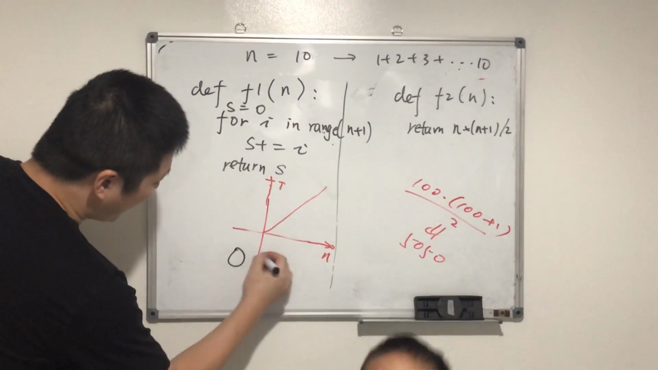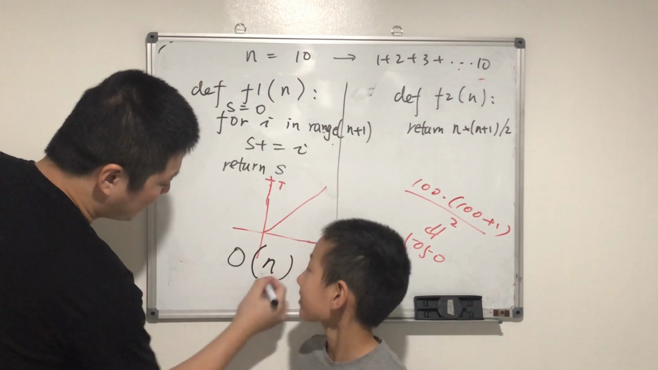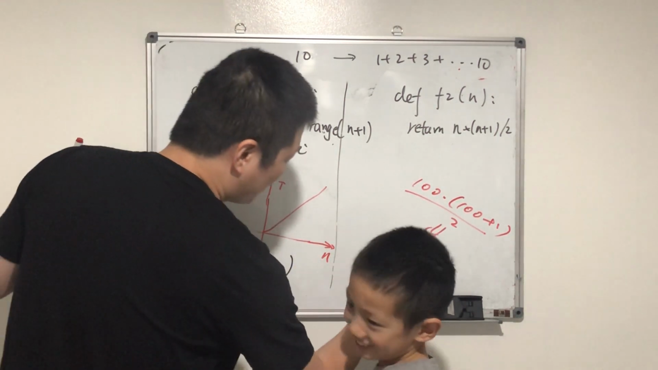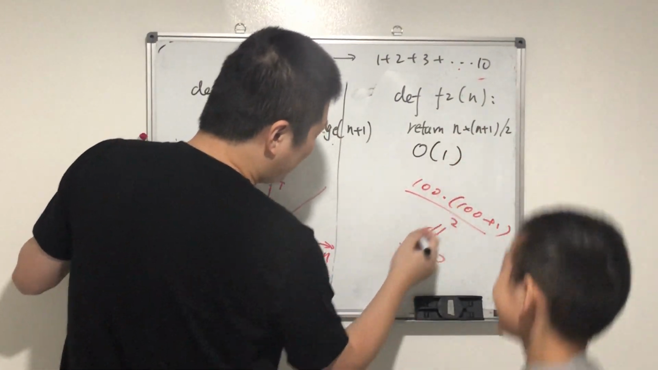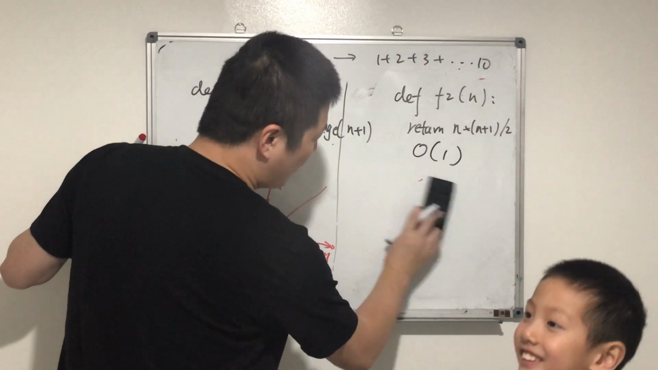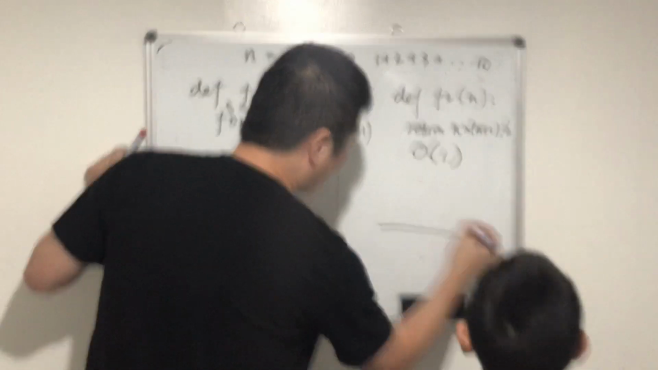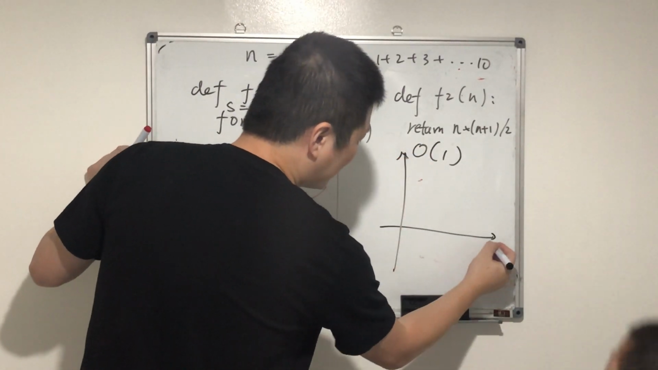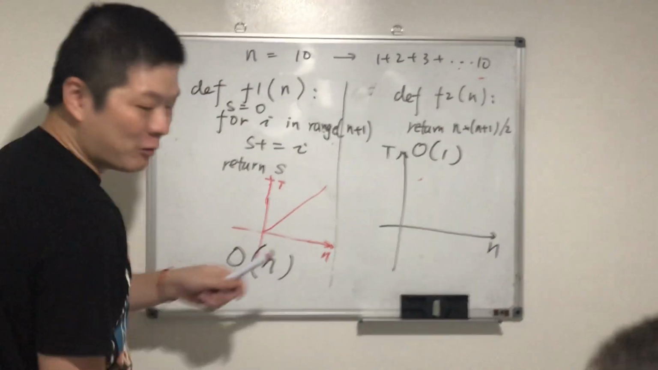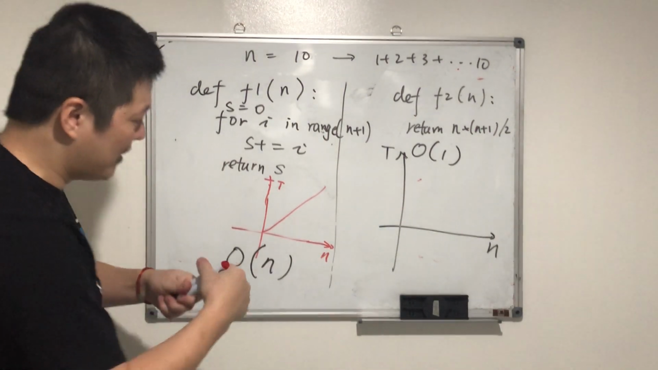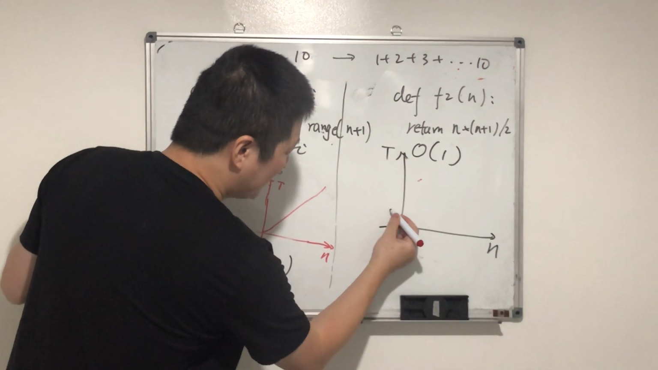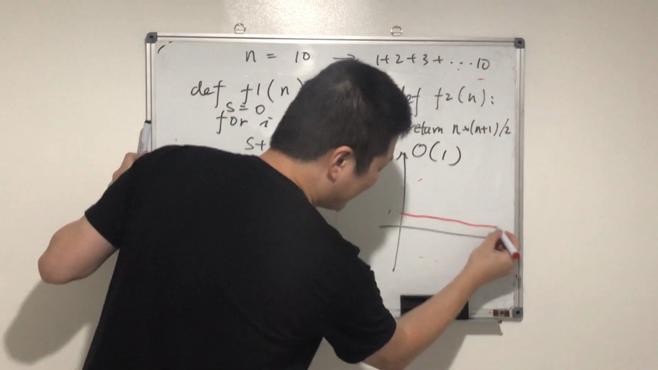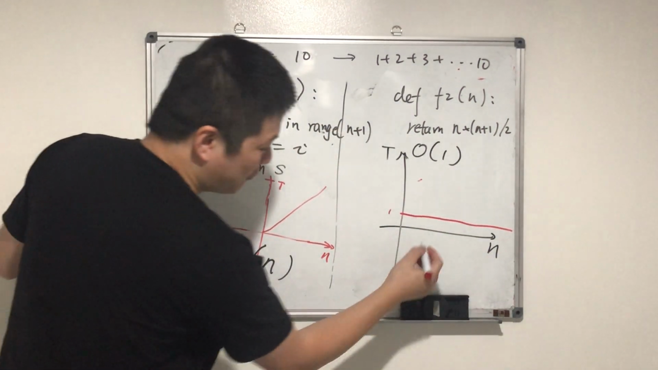The complexity here is O(n), right? Because it's linear. But this one is O(1), constant, right? And if you draw it on the board, this is n, this is t. So what does it look like? This is 1. So the complexity will be just a flat line like that.